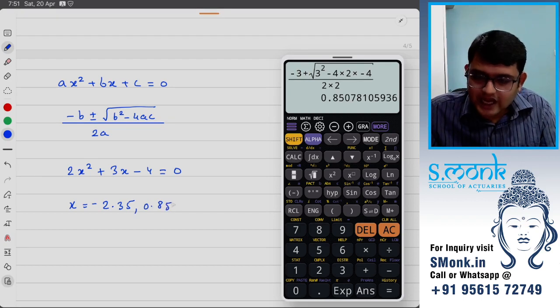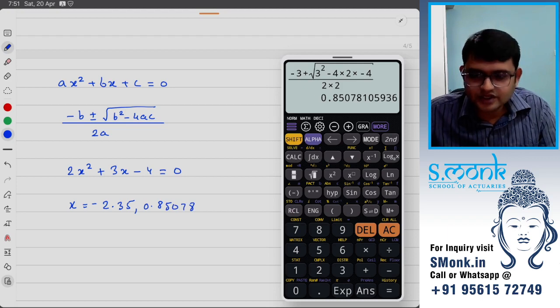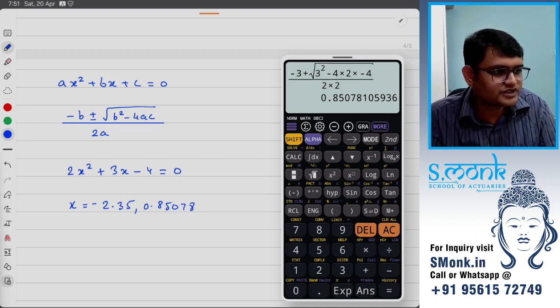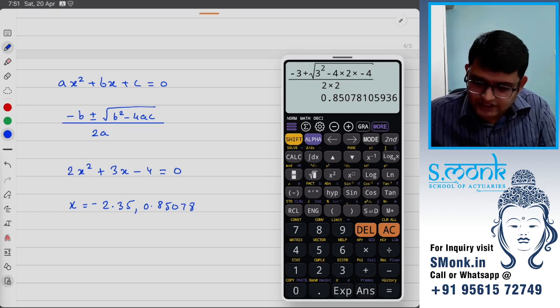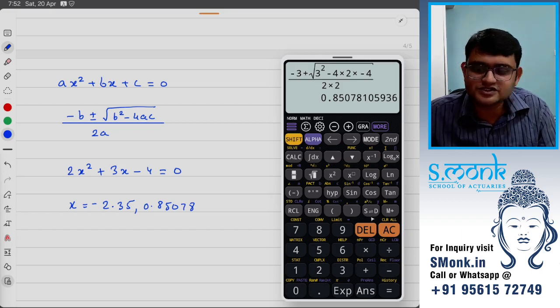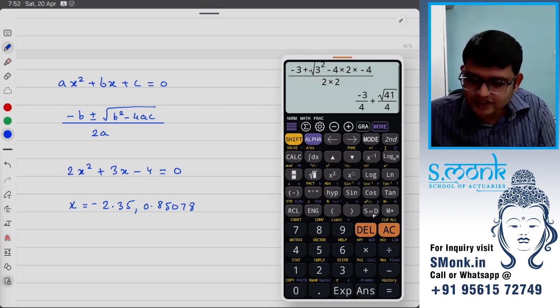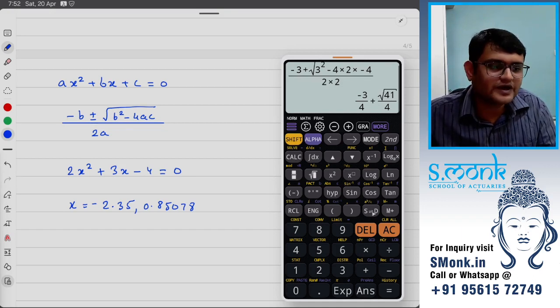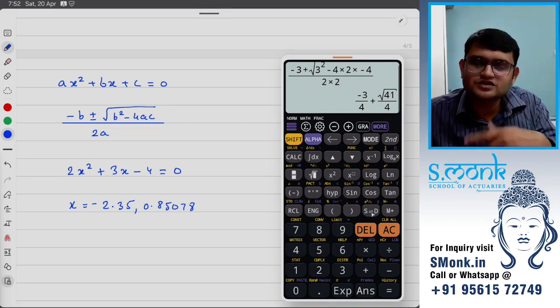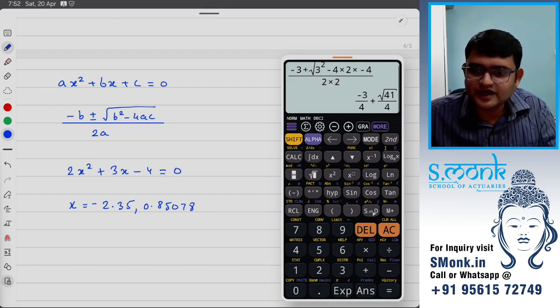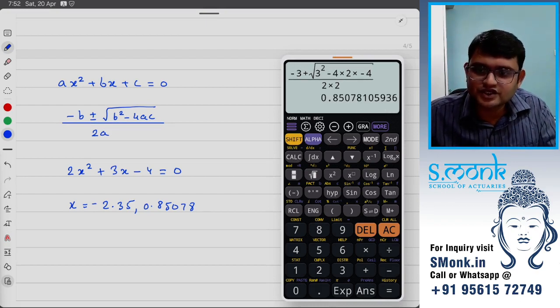Now many times your answer will be given in fractions. Here you can see it is in decimal, but many times your answer might be given in fractions. In such cases, what you have to do is press an SD button. You can see above del you have an SD button. This is converting your fractions into decimal, decimals into fractions. So when I press this SD button, this is the fraction that it is showing, but if it was a small fraction, that is what it would have shown. This is the simplest fraction.